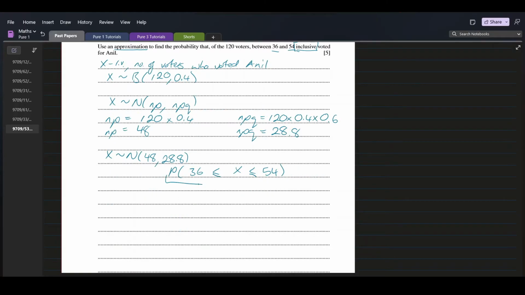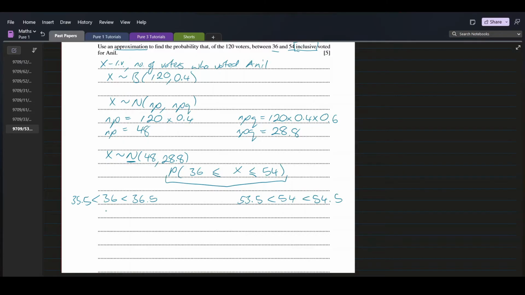Now note that this statement is defined under a discrete distribution. So since we have approximated to a continuous distribution, which is the normal distribution, it means we have to apply continuity correction. So 36 represents values between 35.5 and 36.5. And then 54 represents values from 53.5 to 54.5.